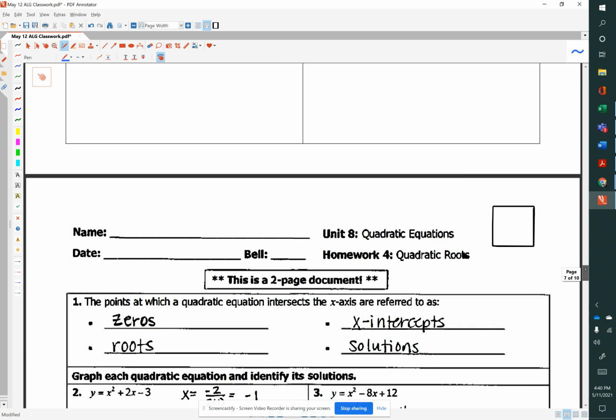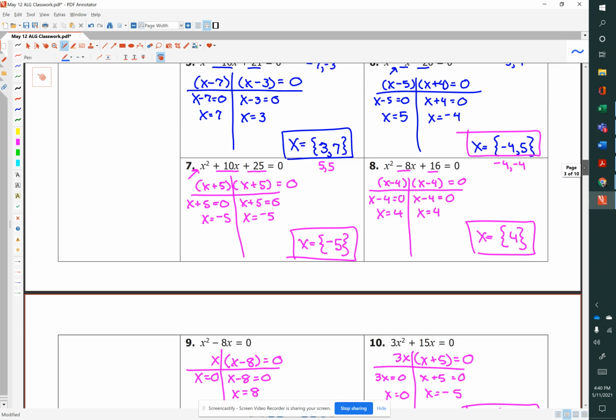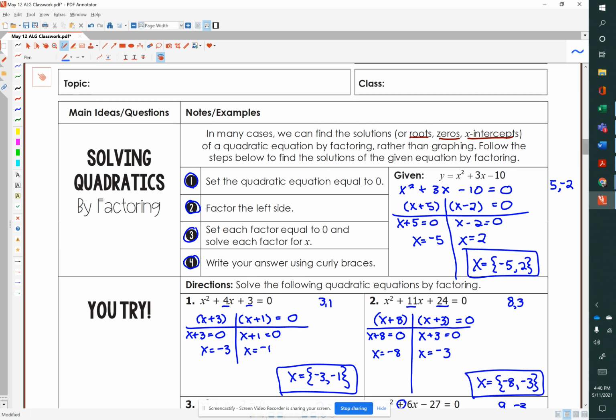So good job today. You have just solved your first quadratics. This is a big moment in algebra. Remember to follow those 4 steps. Don't forget your factoring rules. Get lots of practice, and you will certainly be great.